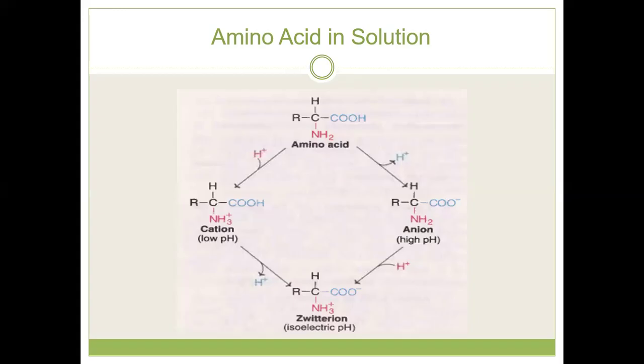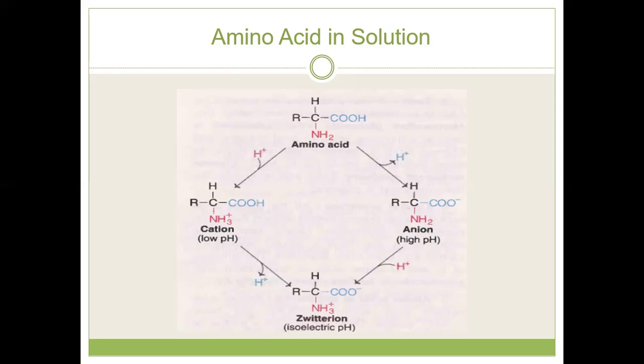At low pH, this is acidic pH, we have the carboxyl group remaining uncharged, while the amino group becomes protonated to form ammonium, with a positive charge. While at alkaline pH, you have the carboxyl group losing a proton to become ionized, and then the amino group remains unionized in the form of an amino group.